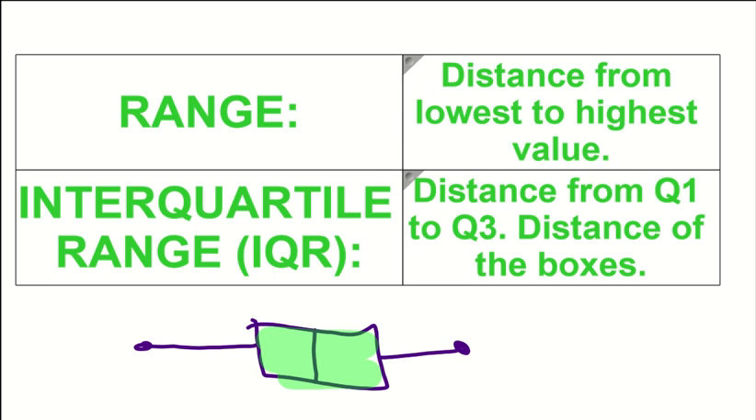All right, so interquartile range, you can get that by doing Q3 minus Q1. Or when you got Q1, Q3, you know, big number minus little number. And it's just that distance of those boxes. So when you're looking at an actual box and whisker plot, you just find the distance between those 2 edges.